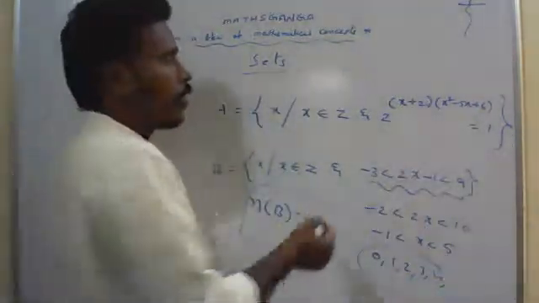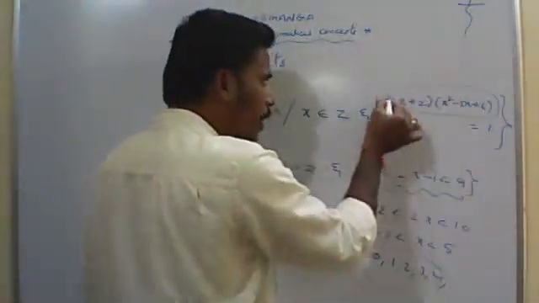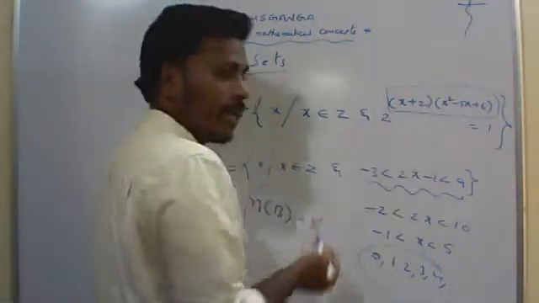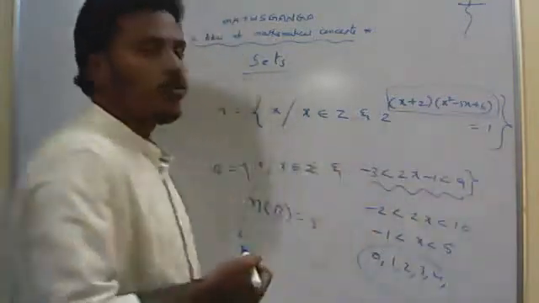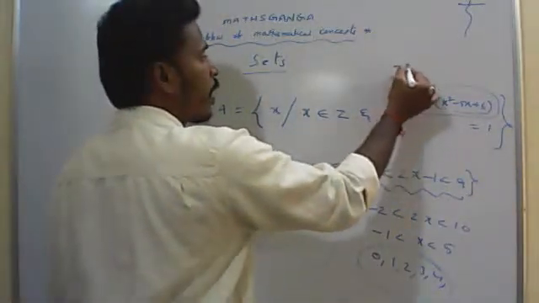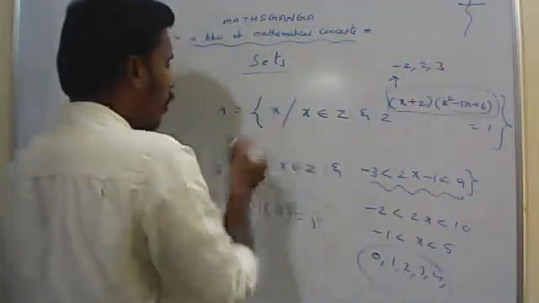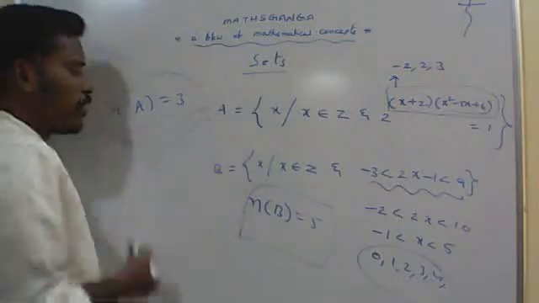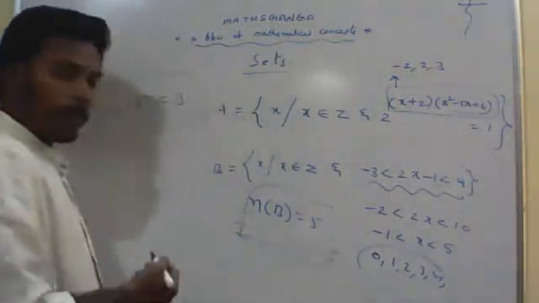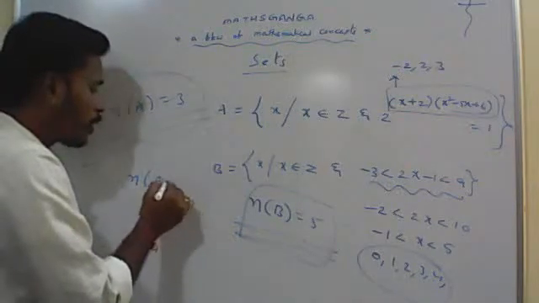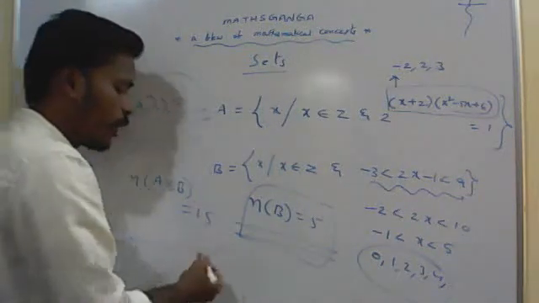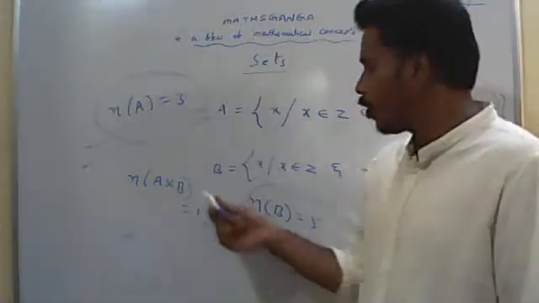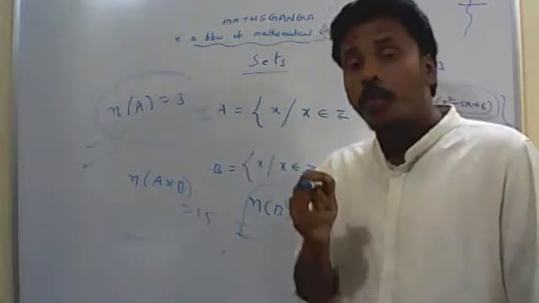Since 1 is 2 power 0, whenever this power is 0, the result is 1. So either x is equal to minus 2, or from the quadratic, x is equal to 2 or 3. So we have three possibilities for x: minus 2, 2, 3. The number of elements in set A is 3, and the number of elements in set B is 5. Then N of A cross B is equal to N of A into N of B. So 3 into 5 is 15.